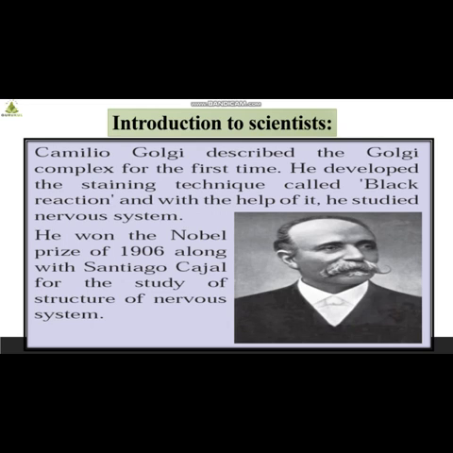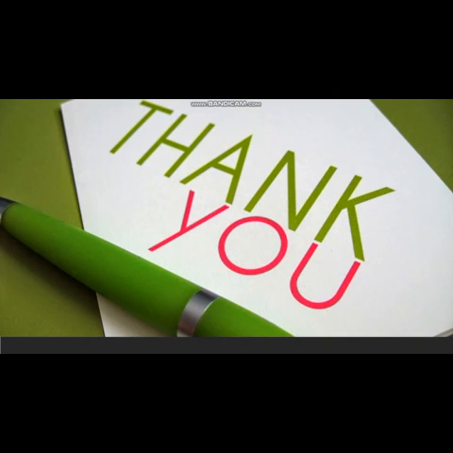He won the Nobel Prize of 1906 along with Santiago Cajal for the study of the structure of the nervous system. So he has great contributions in the field of studying different systems, and the nervous system is one of the very important systems. So this was Camillo Golgi. Students, I hope you have understood the Golgi complex, why the name is Golgi, what the structure of the Golgi complex is and what its functions are. The next organelles we will see in the next video.